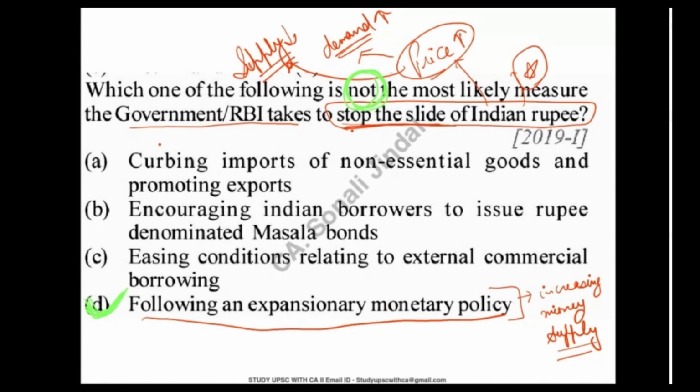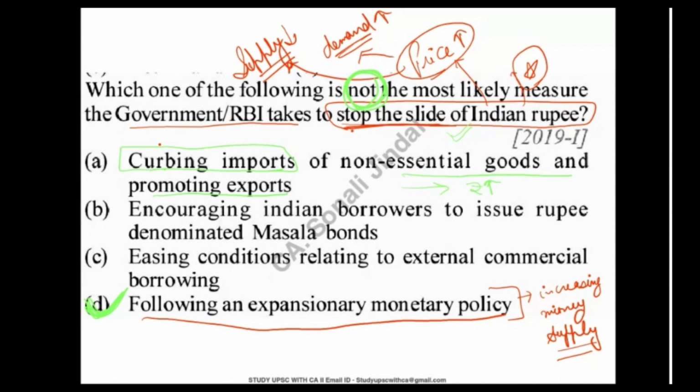Here, curbing imports of non-essential goods and promoting exports. What does it mean? If we curb the import of non-essential goods, it means we are stopping the dollar from going out of the country. It means we are increasing the supply of the dollar as compared to the rupee, so we are decreasing the supply of the rupee. It will help in stopping the slide of the Indian rupee. It will increase the rupee price.